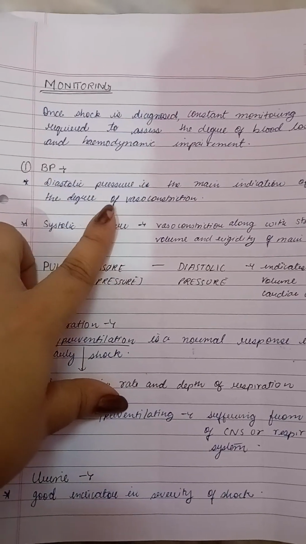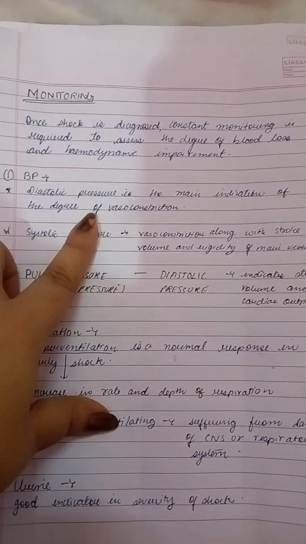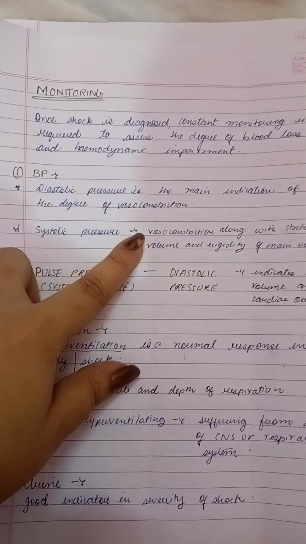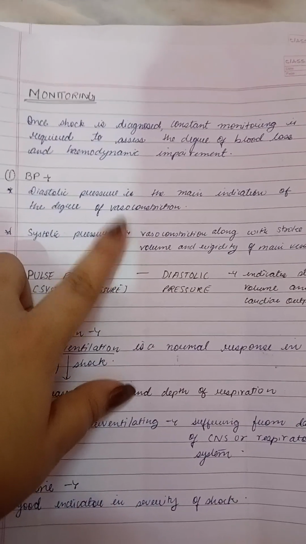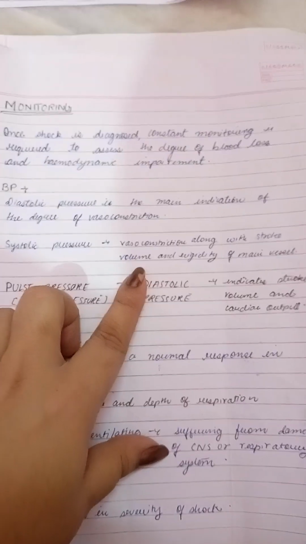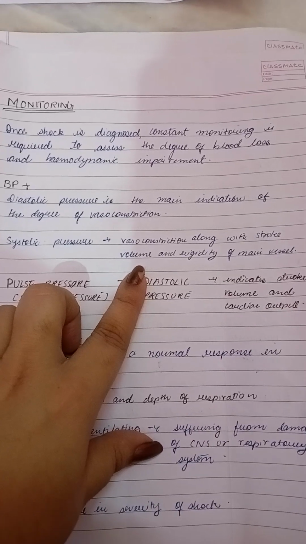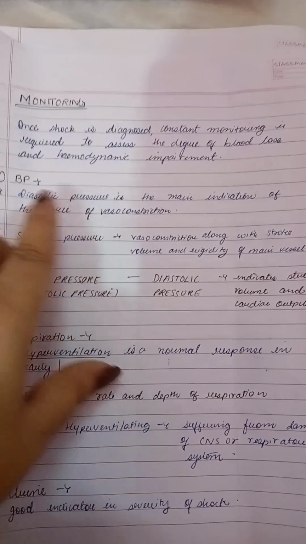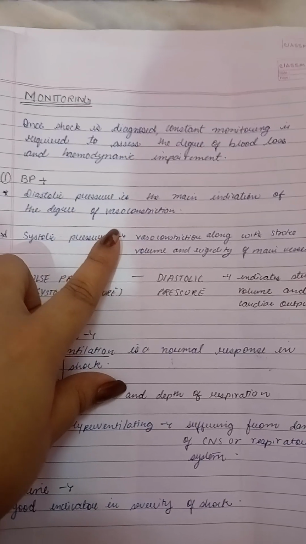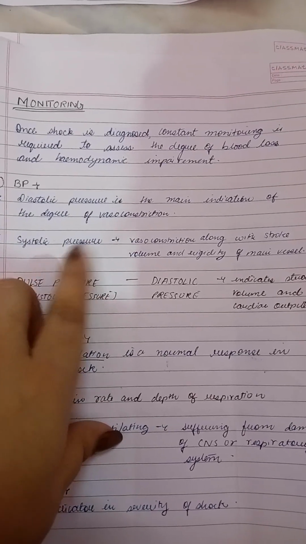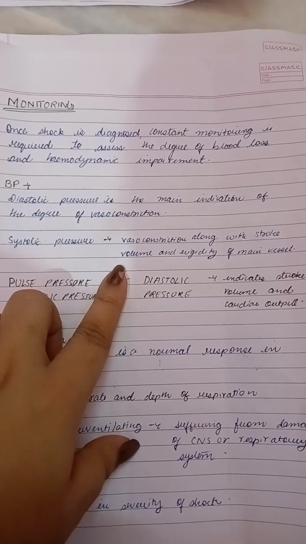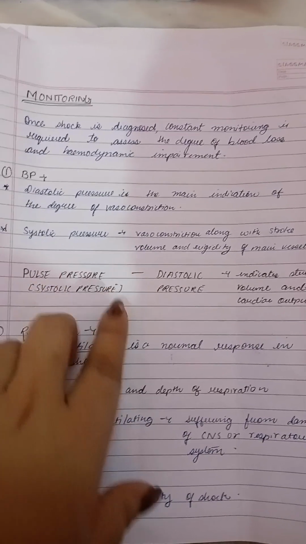First is BP. Diastolic pressure is the main indicator of the degree of vasoconstriction. It is directly proportional to vasoconstriction, whereas systolic pressure denotes vasoconstriction along with stroke volume and rigidity of the main vessel.